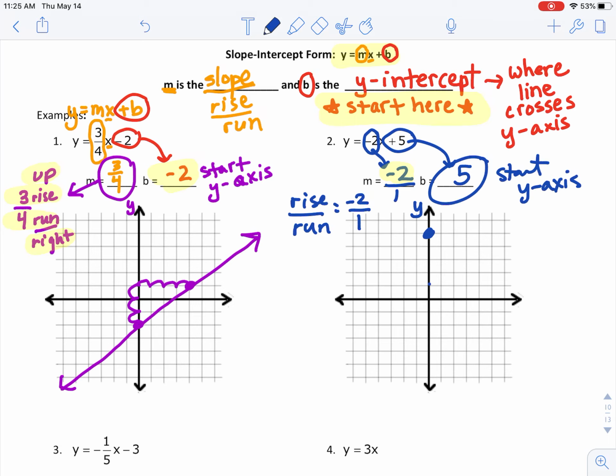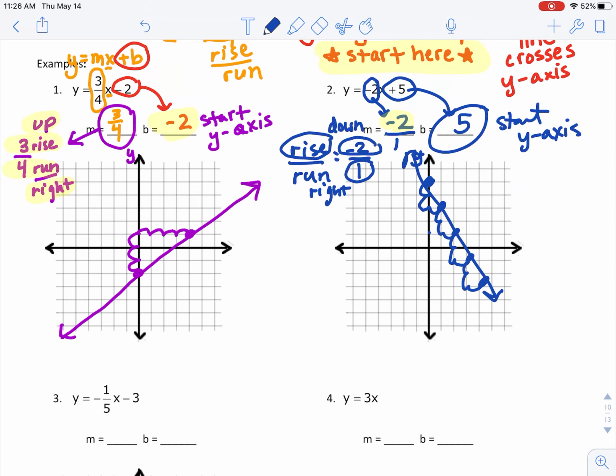Now, this one's negative. So instead of rising up, because it's -2, I have to go down. So I'm going to go -2. Now this is still a positive 1, so that's still going to go to the right. So I go to the right one, and there's my second dot, and I connect them, and I'm done. Now you can keep this going: down 2 over 1, down 2 over 1, down 2. You can keep that pattern going and make lots of dots and then connect them, or you can just do 1 or 2 and then connect them. So that's how we do it when there's a negative and a whole number. All right, let's try number 3.